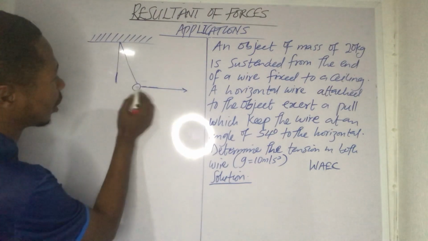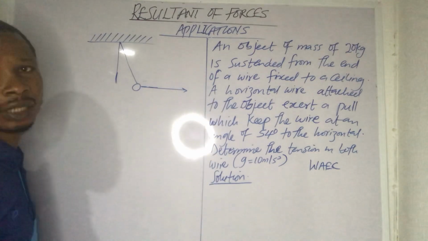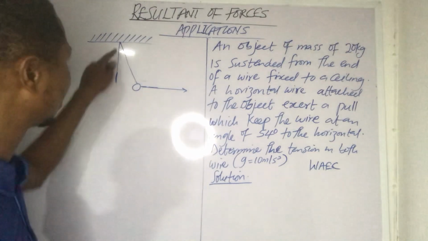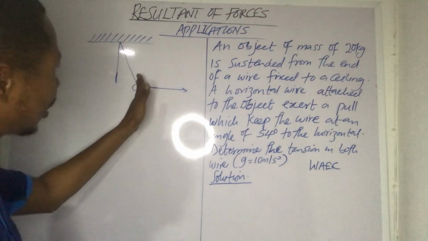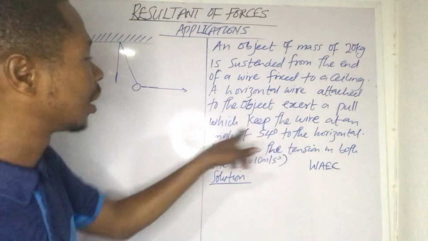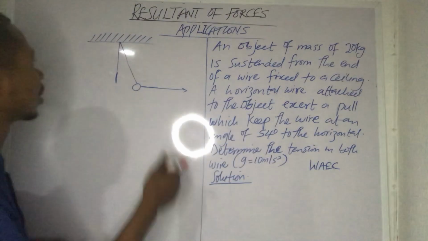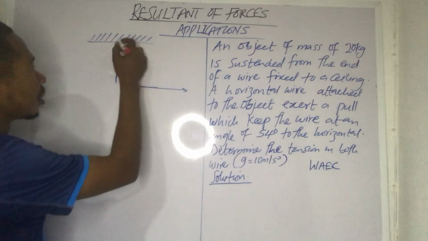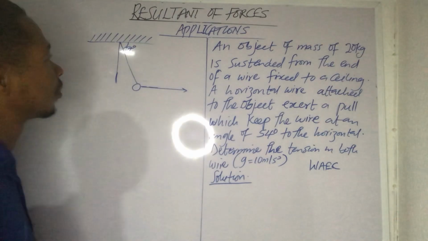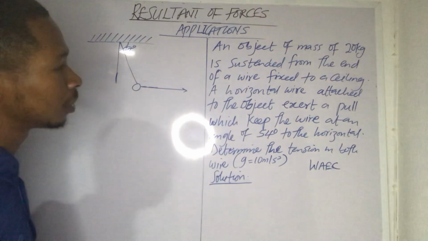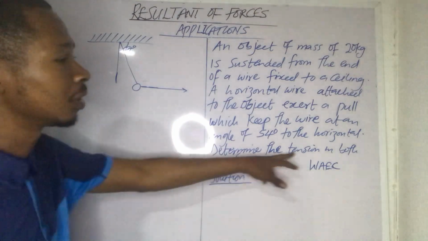Because this wire has been exerted, now a force has been exerted on this one. Instead of the wire to be straight like this, it's now bent like this, which keeps the wire at an angle of 54 degrees to the horizontal. This is the horizontal. Keep the wire at an angle of 54 degrees to the horizontal. Determine the tension in both wires.